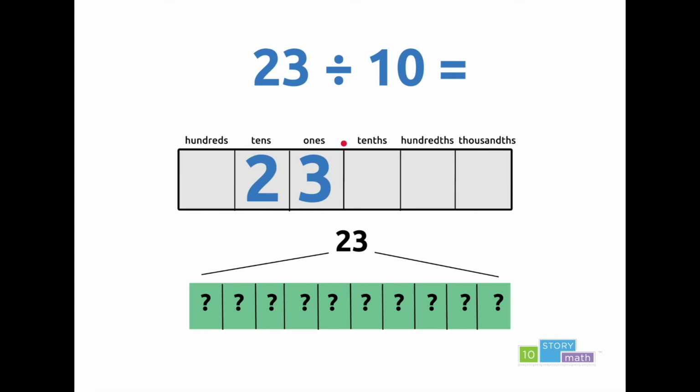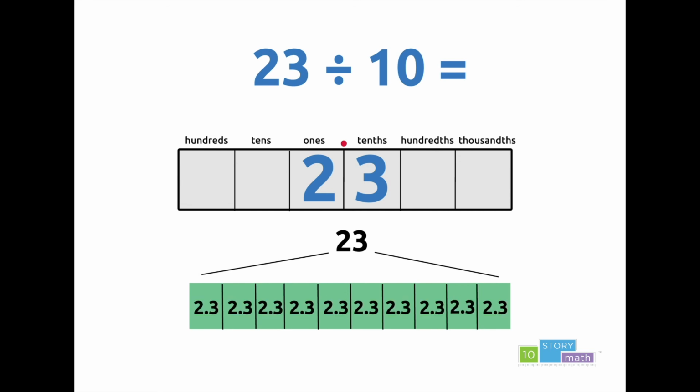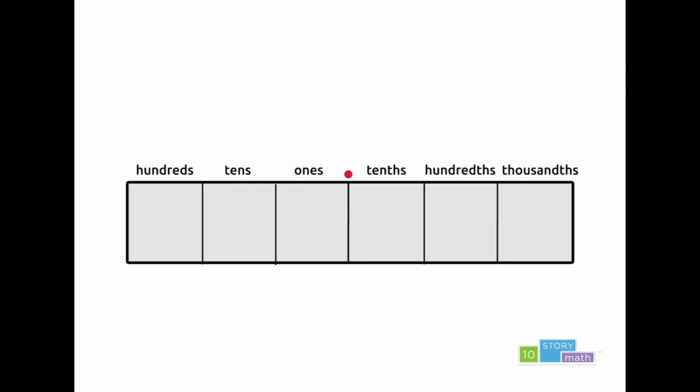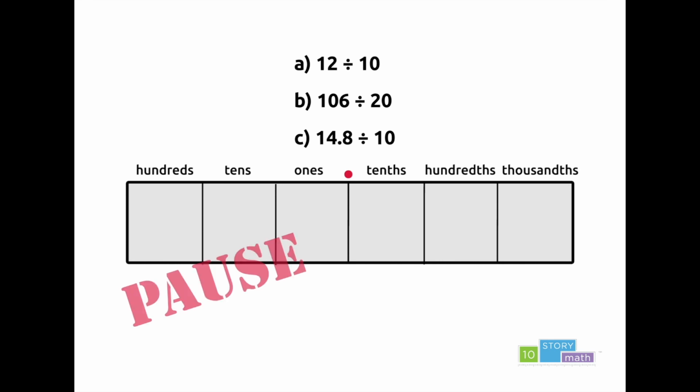23 divided by 10 equals 2.3. When we split 23 into 10 equal parts, each part equals 2.3. We can say that 2.3 is 1/10 of 23. Use the place value chart to practice solving some of these additional problems. Pause the video and then press play to check your work.